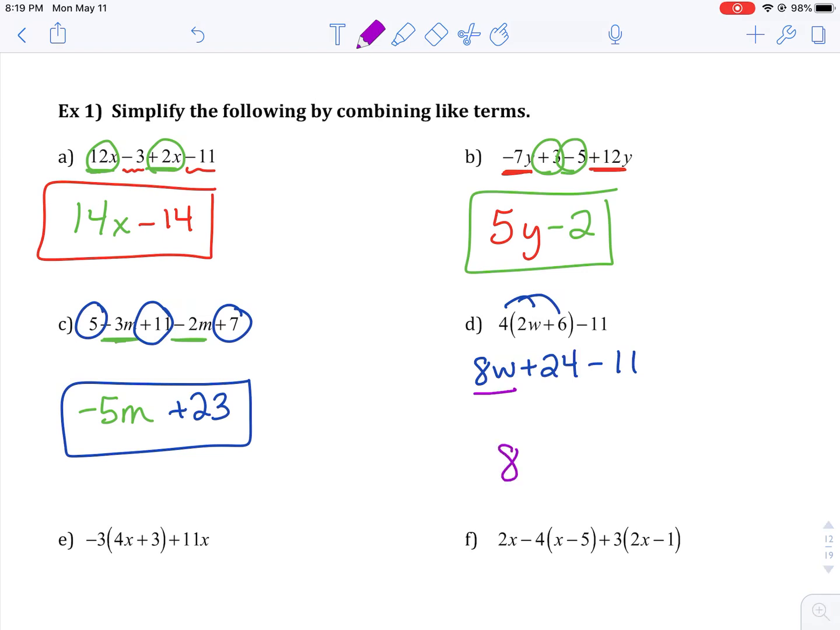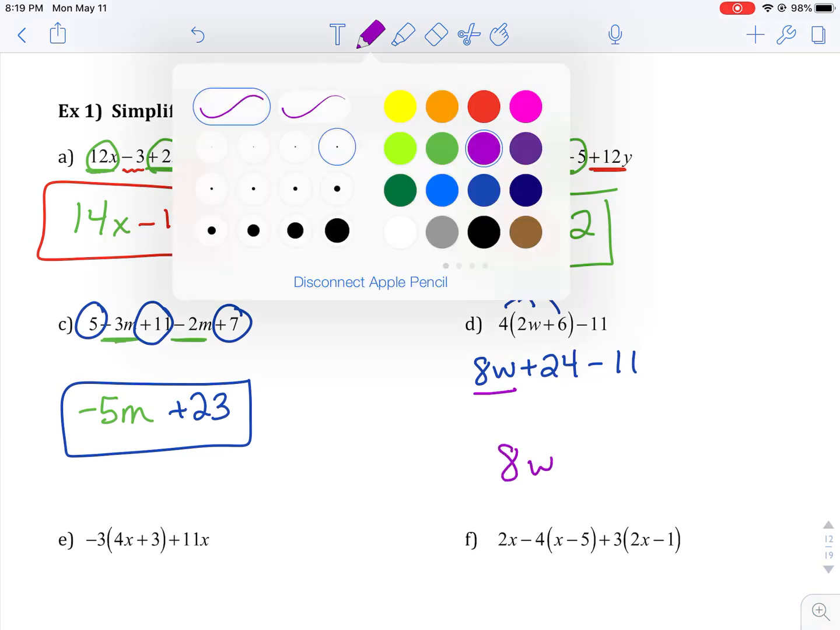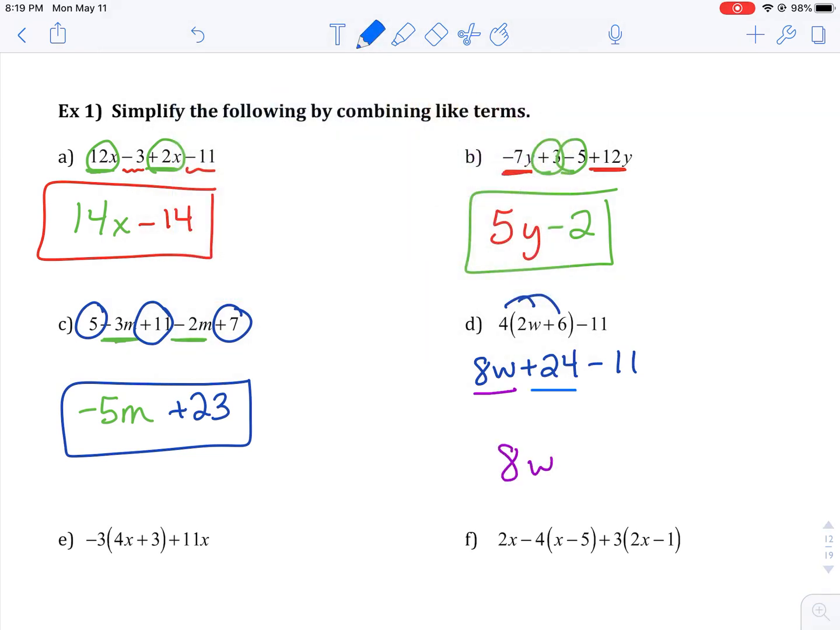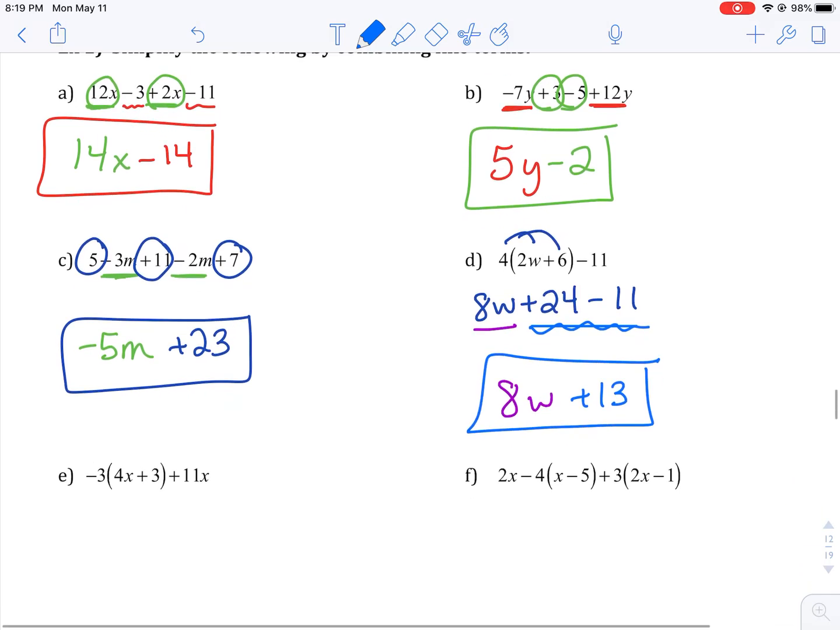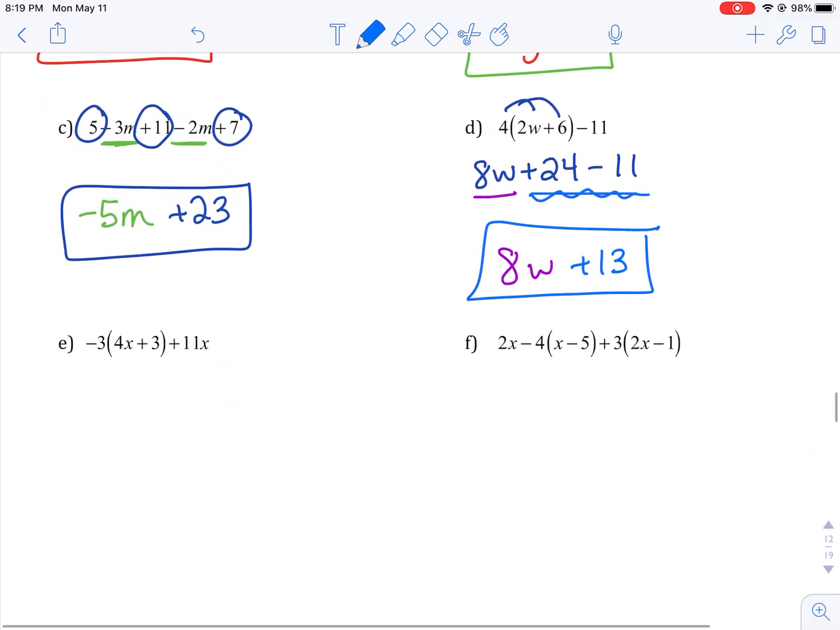8w has no other like term, so that just stays 8w. But then I've got a +24 and a -11. So 24 minus 11 is a +13. And again, feel free to use your calculators if you need to. Next one, again, I've got to distribute. So that gives me -12x and then a -9. -3 times +3 is -9.